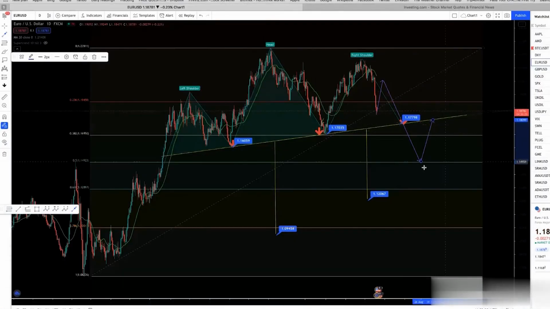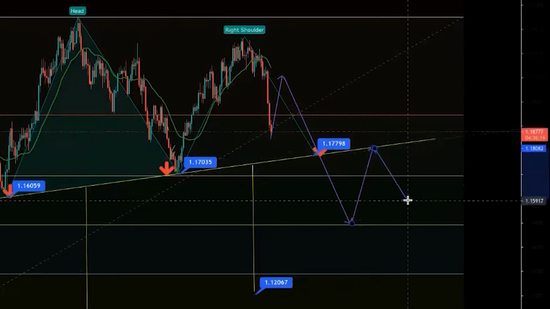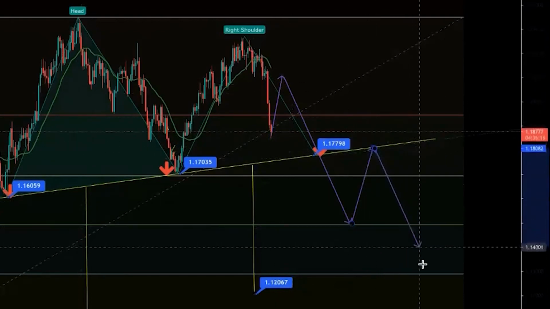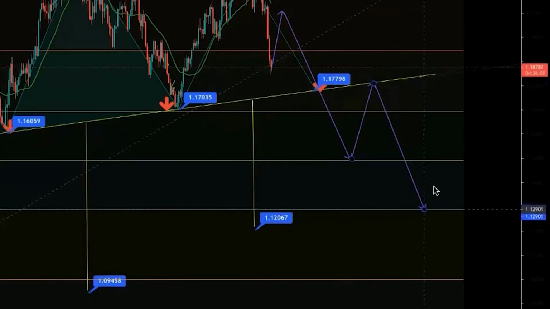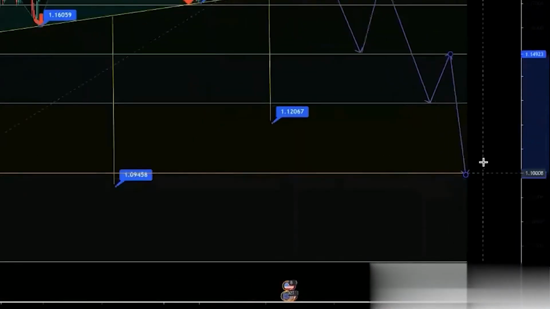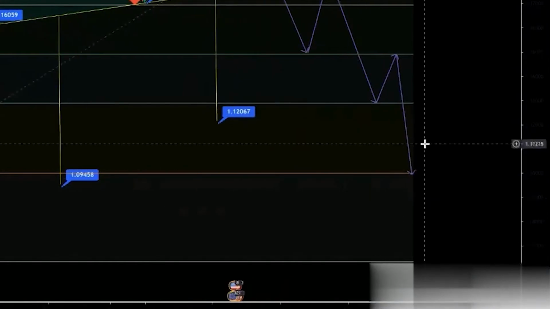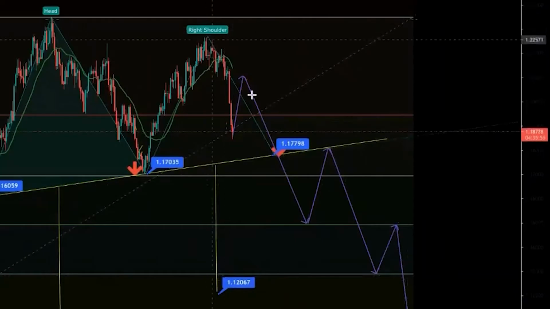Okay, so this market is not going to swiftly fall. It's going to consolidate and do what we call waves. So that's one wave, two waves. It will reach this level after retesting the same low, again consolidate, and then give a final move to here in most probability.